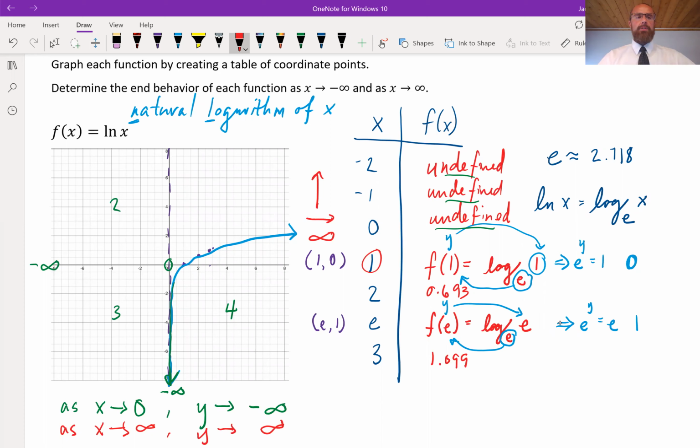And that completes both the graph and the analysis for end behavior for this natural log of x. We'll pause right here, give you a chance to go work on some of these questions, and we'll come back with 2 final examples describing the end behavior of functions.